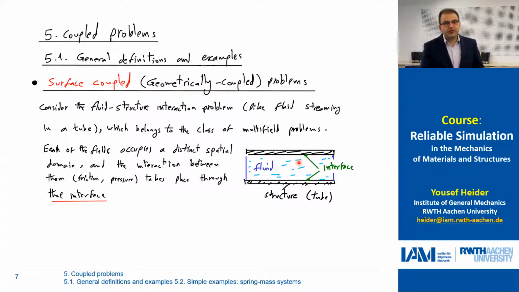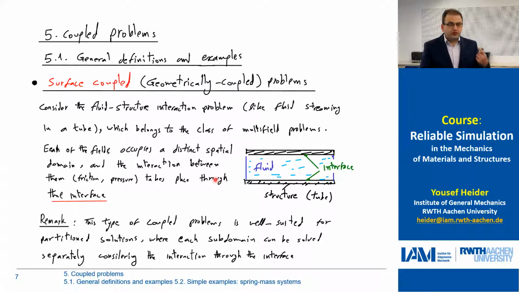So each of the fields or of the materials occupies a distinct spatial domain, and the interaction between them, which might be friction, might be pressure, takes place through the interface.